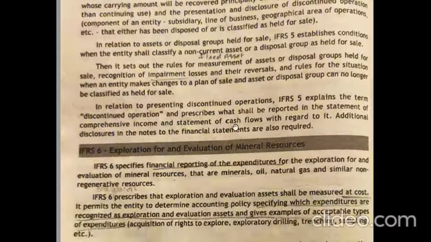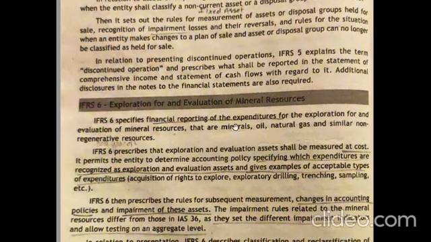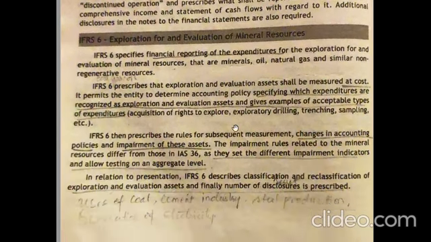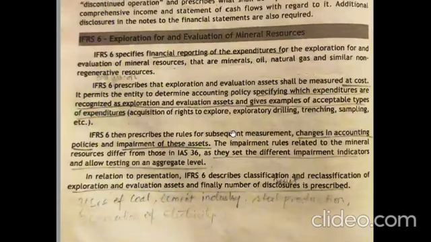So next is exploration for and evaluation of mineral resources. IFRS 6 specifies the financial reporting of the expenditures for the exploration for and evaluation of mineral resources, that are mineral oils, natural gas and similar non-regenerative resources.